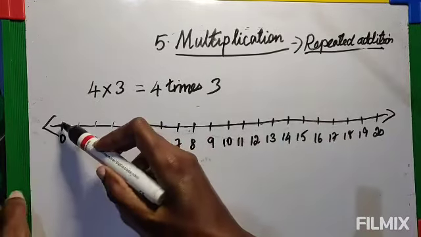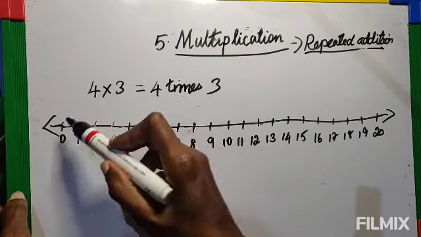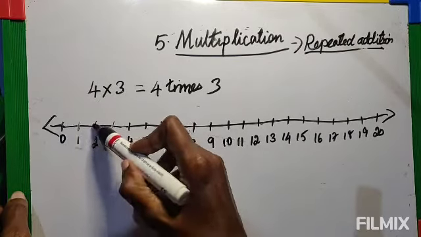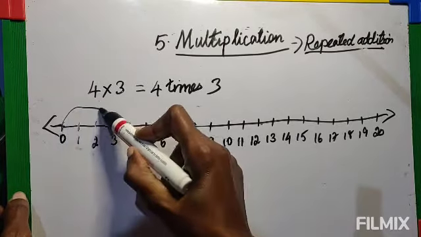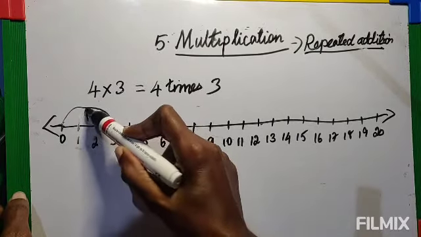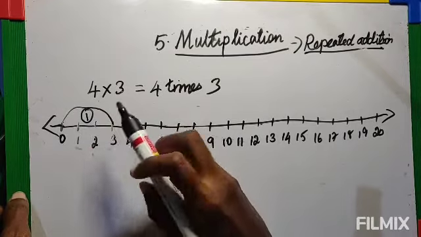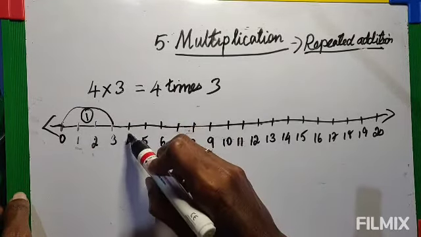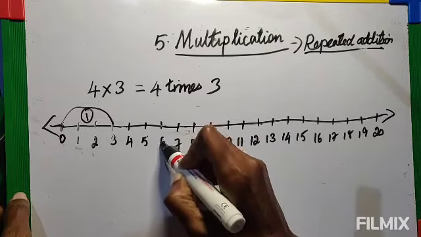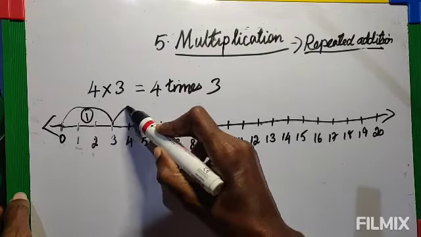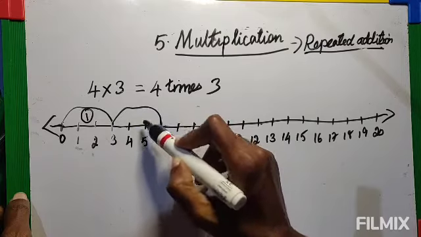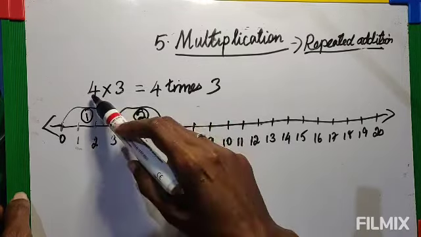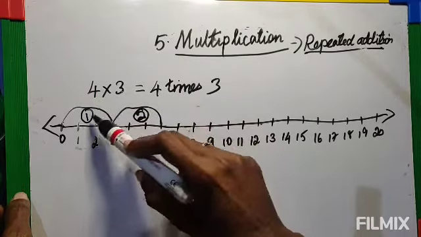From 0 you will start. So this is 3. First you make one jump from 0 to 3. 1 2 3. So one jump I have made. So this is 3 ones are 3. Now again jump to the next third number. 1 2 3. So the next third number is 6. From here the second jump is 2 3s are 6. So 2 times we have jumped, and we have to jump 4 times. So 2 times I have jumped.